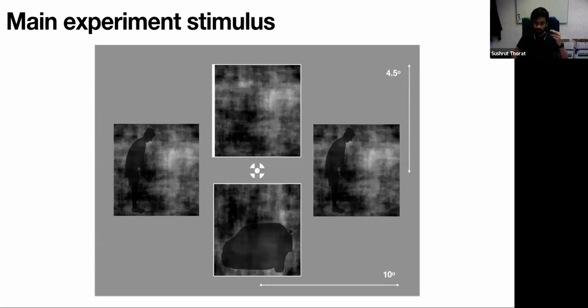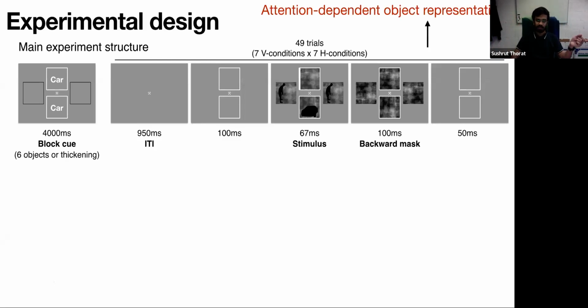So the main experiment stimulus looks as follows. We have 4 boxes. The vertical boxes are always task relevant. So you're looking for objects in the vertical boxes, and the horizontal boxes are always task irrelevant, but objects are being flashed there, of course, because we need object representations on there to see how they get modulated. So in the main experiment, we have a block cue. At the beginning of a block, you see car. So that implies you have to look for cars in the vertical boxes.